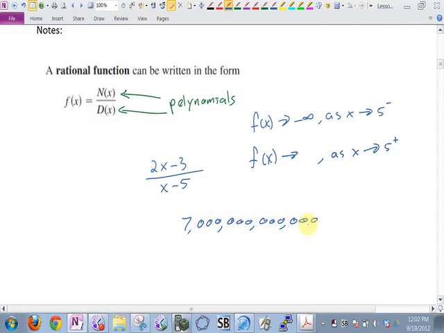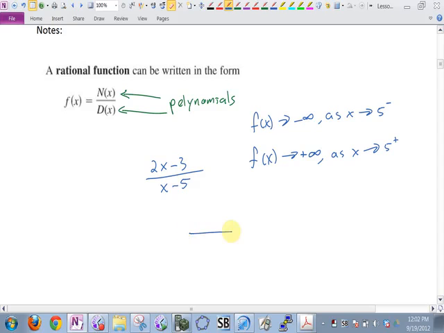Yeah. 7 trillion. Holy moly. So it turns out f of x is approaching positive infinity as x approaches 5 from the right. So we've got a graph that's doing this at 5. From the left down to negative infinity, from the right up to positive infinity. What is the reason for that?